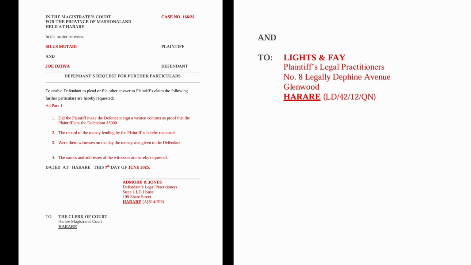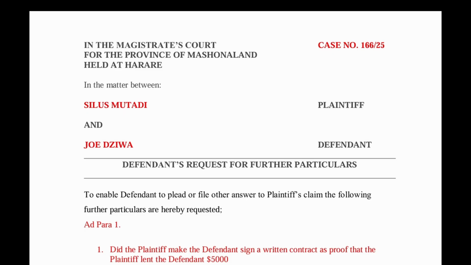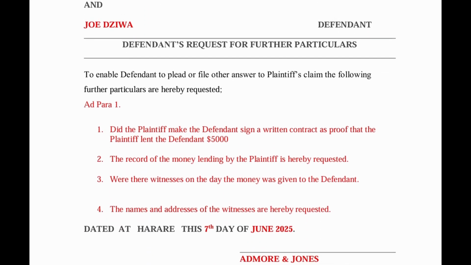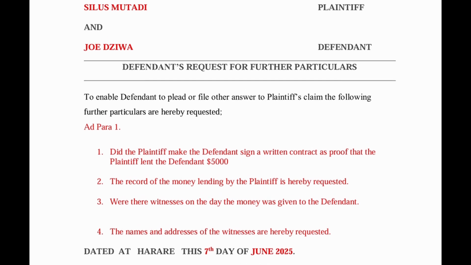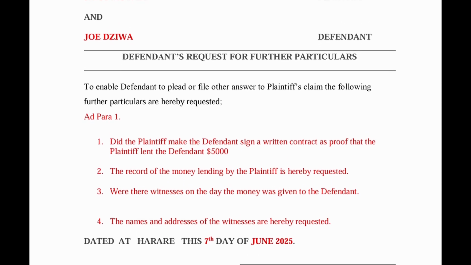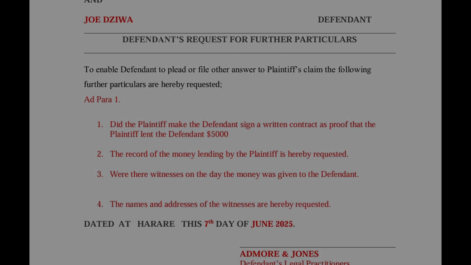Referring to our sample case, Ziwa requested further particulars from Mutadi as shown on the document. So Ziwa was requesting further information from Mutadi, which are the further particulars, the information he was going to use in his plea. For example, if we look at paragraph 1, the defendant was requesting a contract as proof that the plaintiff lent him money.